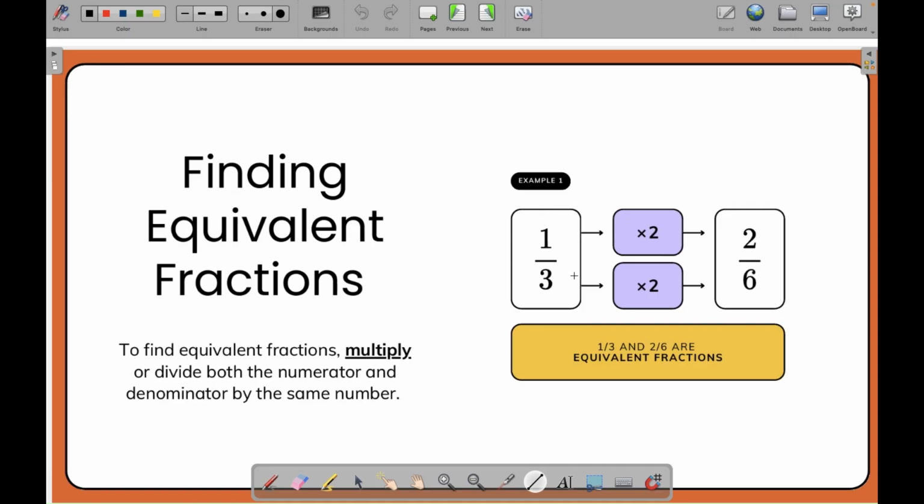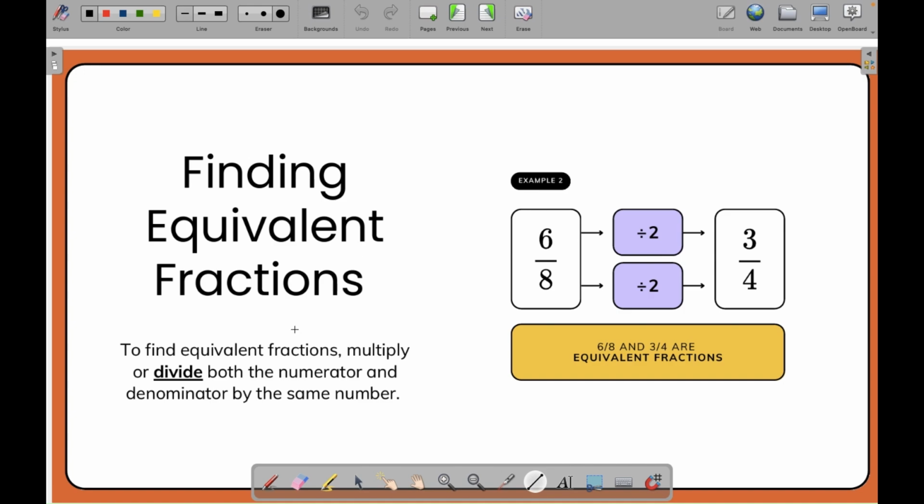Otherwise, it will no longer be equivalent. So here we have an example wherein we are multiplying a number to get an equivalent fraction. To find an equivalent fraction, multiply or divide both the numerator and denominator by the same number. So if I have 1 upon 3, I need to find an equivalent fraction. I'll multiply the numerator with 2, and I'll also multiply the denominator with 2. So I'll get 1 times 2 is 2 and 3 times 2 is 6. Right, so I'll say that 1 upon 3 and 2 upon 6 both are equivalent fractions.